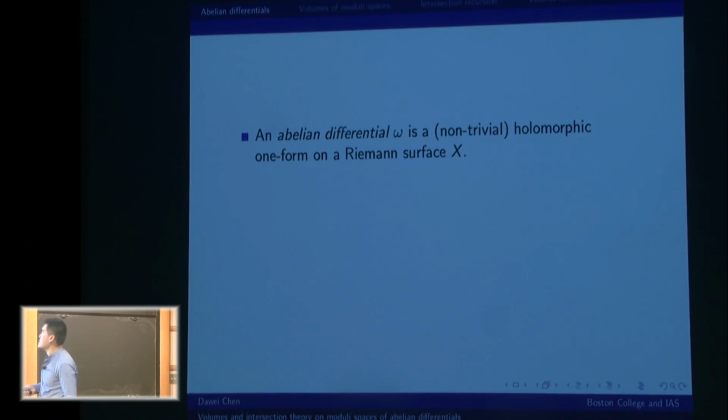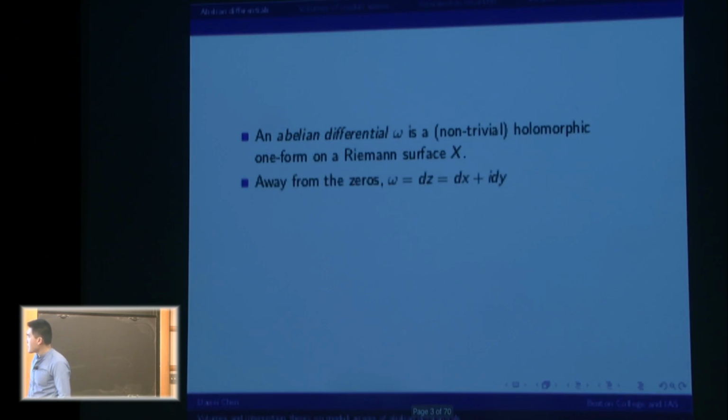So I'll start by the definition. An Abelian differential is a holomorphic one-form on a Riemann surface. It is required to be non-trivial, which just means it is not identically zero. So in that case, it has isolated zeros.